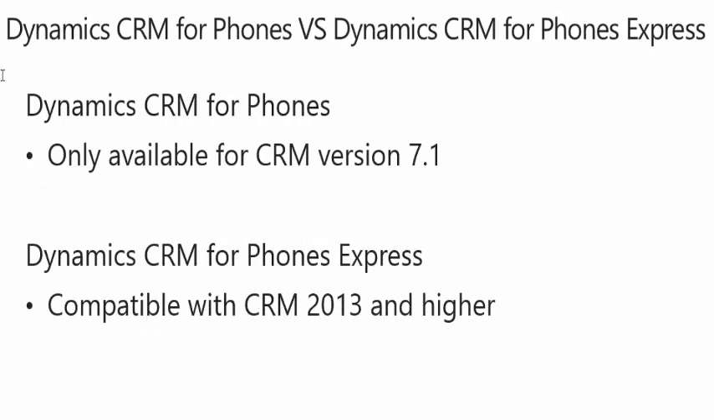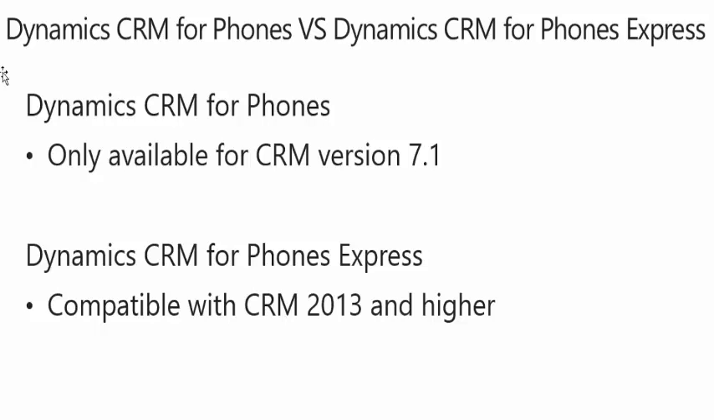So to start off, the two different apps that Microsoft has out there are the Dynamics CRM for phones, as well as the Dynamics CRM for Phones Express. These are both available on Android and iOS. The biggest difference, though, is that CRM for phones is only available for CRM version 7.1. 7.1 is the most current version of CRM, and only the CRM Online clients have this version. So if you're on premise with 2013 or higher, you're going to have to be using the Phones Express app.